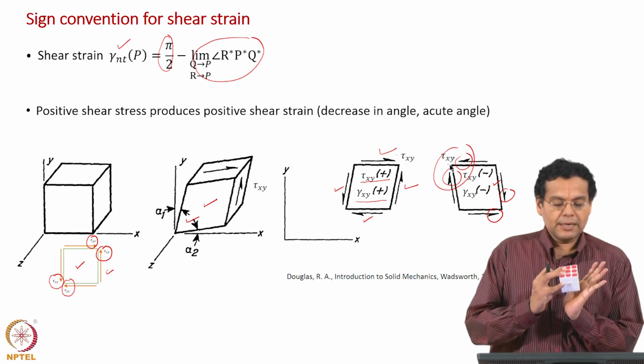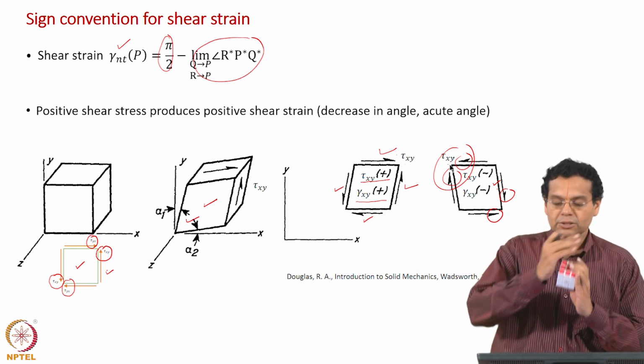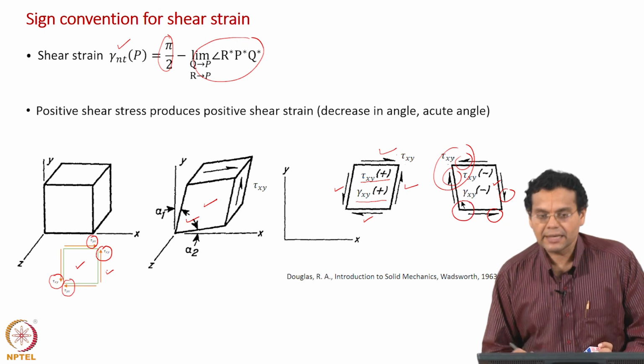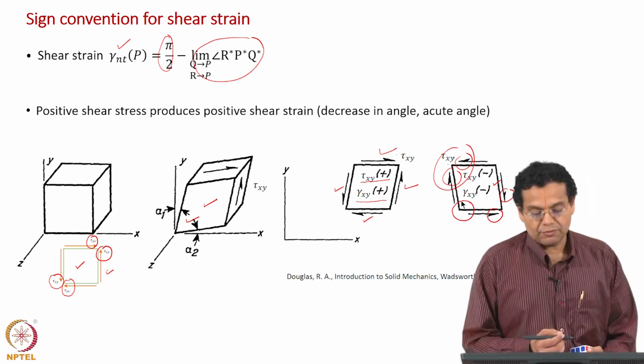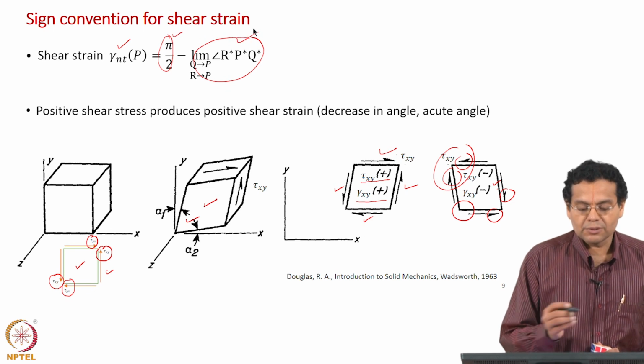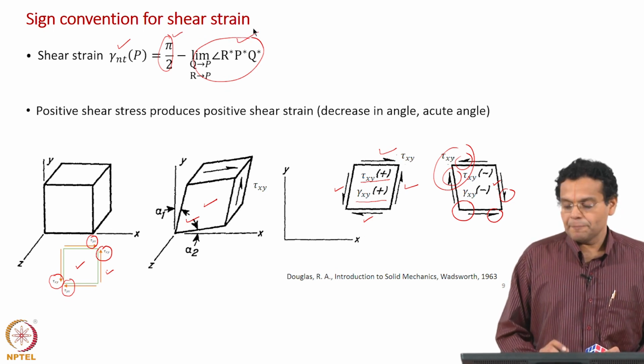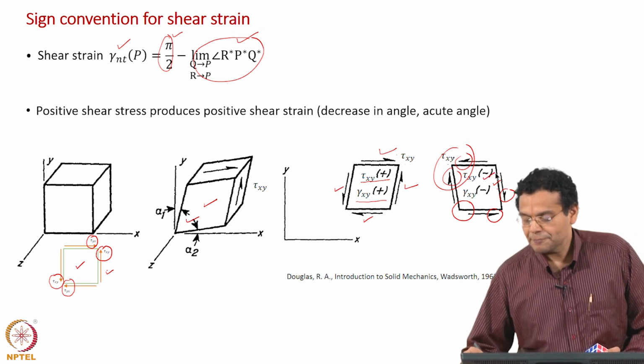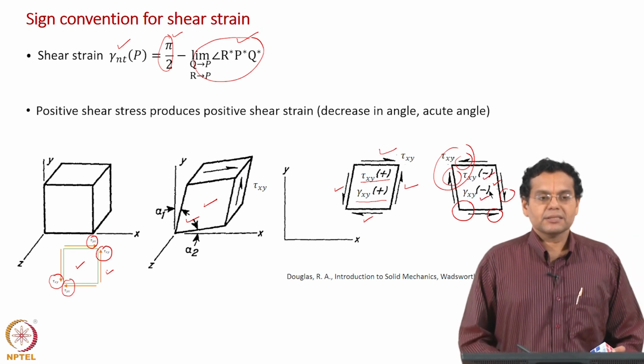So, you have a cube and they act in this direction. So, now what will happen? This angle will increase, it will become an obtuse angle. What will happen if you have an obtuse angle? You have pi by 2, this is an obtuse angle. So, you have a negative shear strain. So, negative shear stress results in negative shear strain.